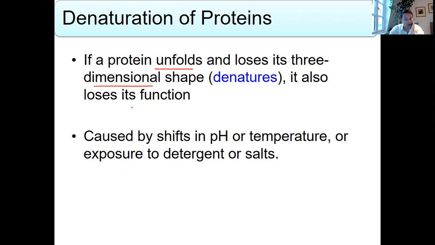So if you've got an enzyme, then remember the enzyme is a protein. The reason that it can catalyze a reaction is because it's got an active site, which is a specific shape. Now, if you change the shape of that active site through either increasing the temperature so that the bonds break, or by changing the pH, then it loses its function and is unable to catalyze the reaction.